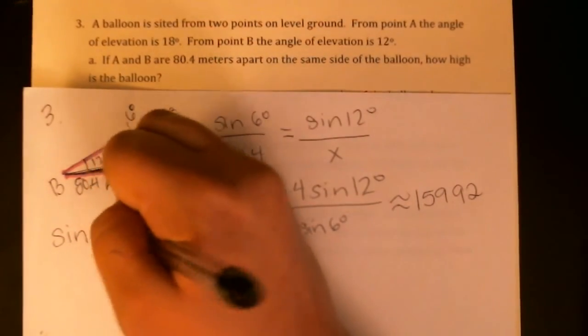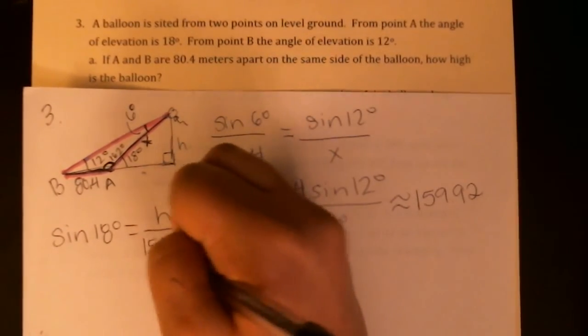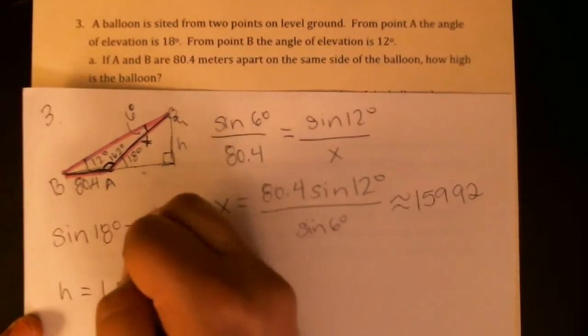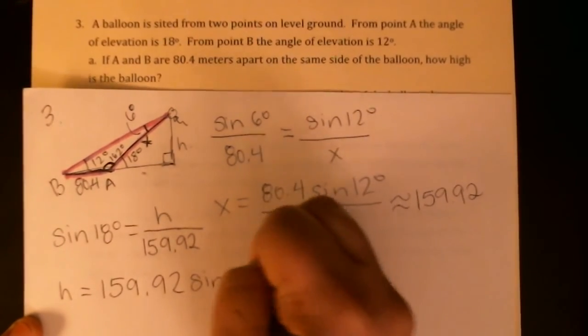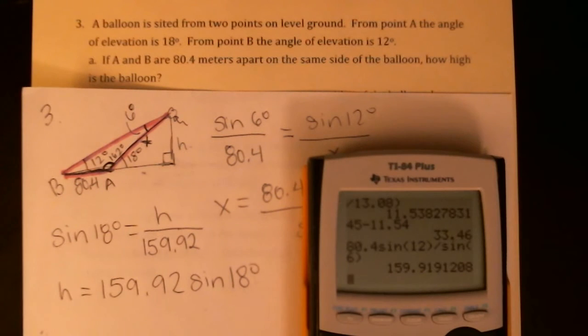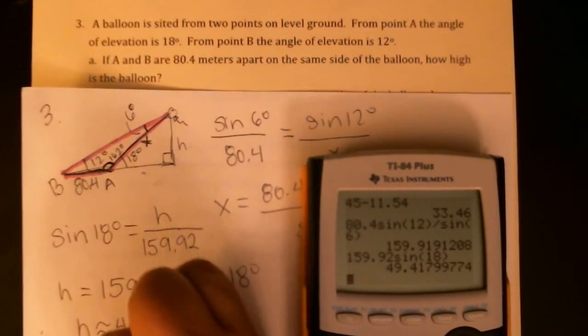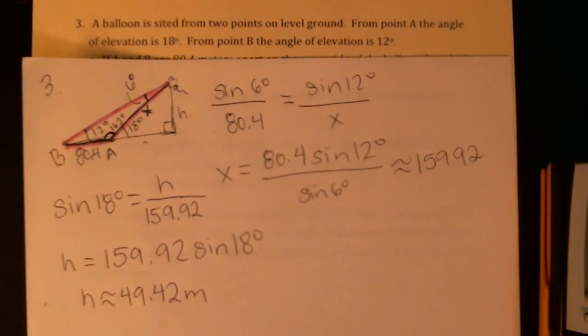So sine of 18 degrees is equal to h over x. And I just found out that x is 159.92 meters, which means h is that number, 159.92 times the sine of 18 degrees. 159.92 sine of 18, which is about 49.42 meters. Okay, so there's the height of the balloon for part A.